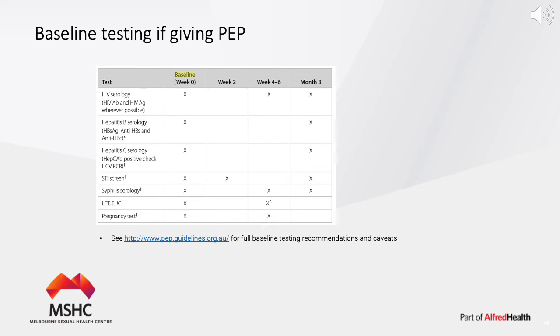And then you can repeat the STI screen in week 2, because the baseline STI screen is not for the exposure that occurred within 72 hours, but previous exposures, and then you repeat it at month 3. At week 4 to 6, which is mainly 6 weeks, that's the window period for HIV. Then you do the HIV antibody test, the syphilis test, and the baseline test. And in month 3, you do those tests there. Again, that's available off the PEP guidelines.